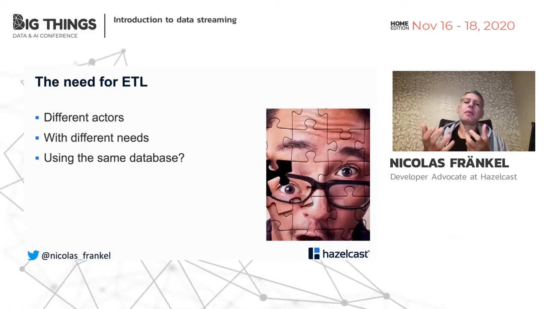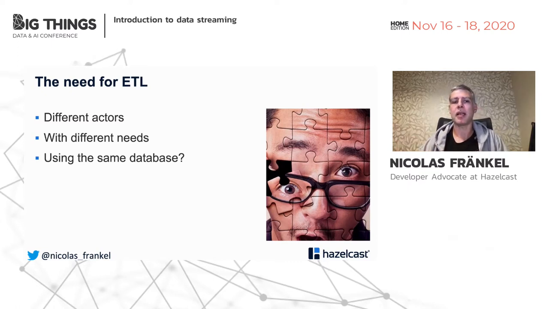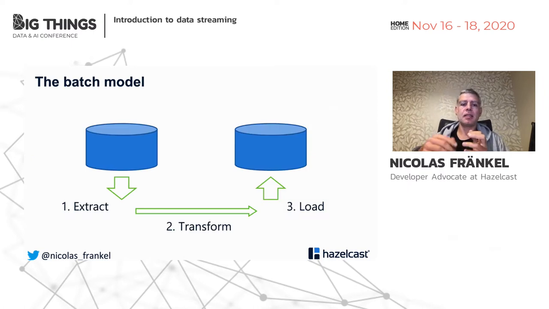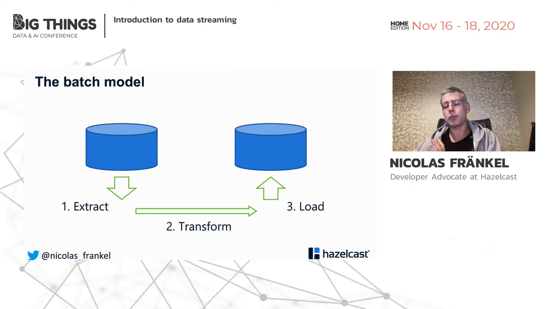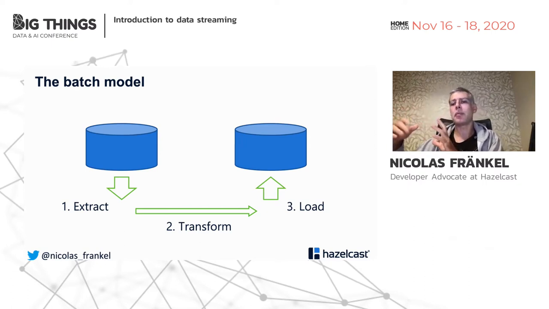And so even at that time, we recognized that there were actors with different needs: actors who wrote transactional data and actors who needed analytical data. So using the same database doesn't make a lot of sense. For that reason, we invented ETL, extract transform load. You have one database, you extract the data, you transform it the way you want, probably you denormalize it, you put everything into the same table and you load it again. And then you've got a data store that you can read from.